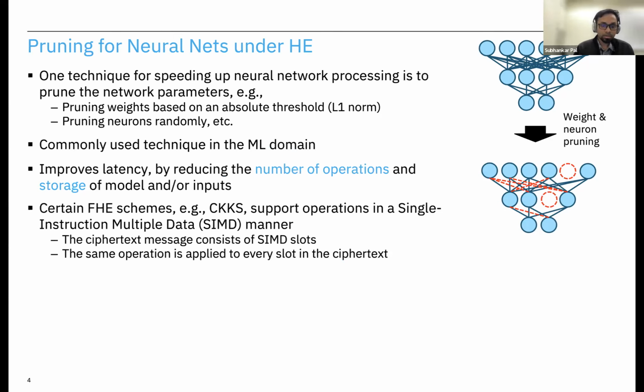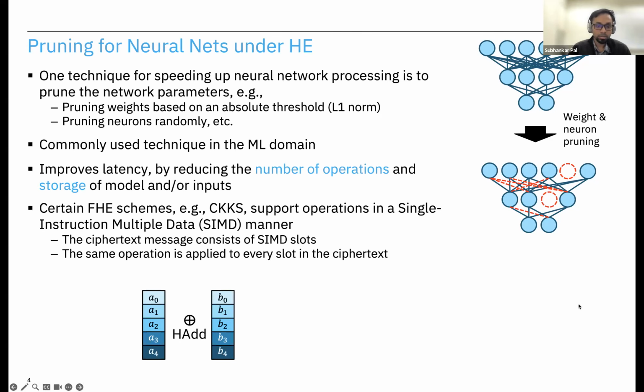Certain FHE schemes now, like CKKS, which is going to be the focus of this talk, support homomorphic encryption using a technique called single instruction multiple data, or SIMD. The idea is to pack a lot of data into the same ciphertext message, and we say that it consists of SIMD slots, and the same operation is applied to every slot in the ciphertext. To illustrate that, here you have a set of 5 numbers encrypted into the same message. You can add it to another message to get a bunch of results that are also packed into the same message. That is the SIMD style of computation.